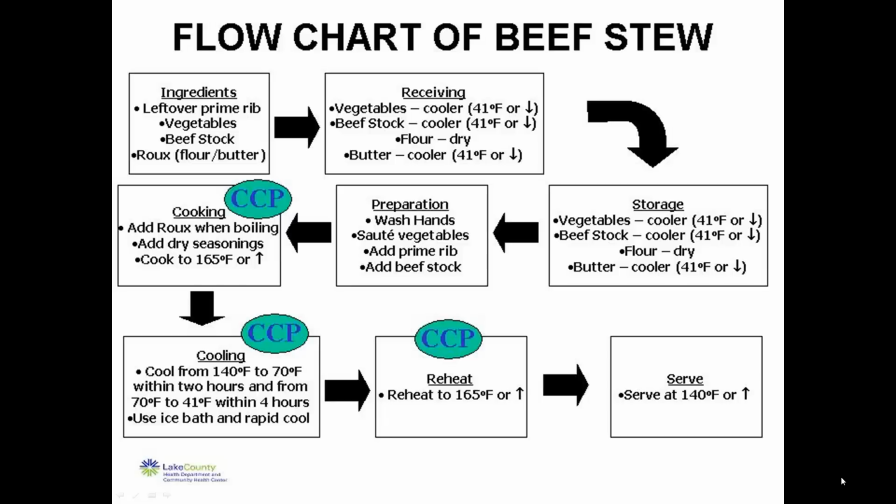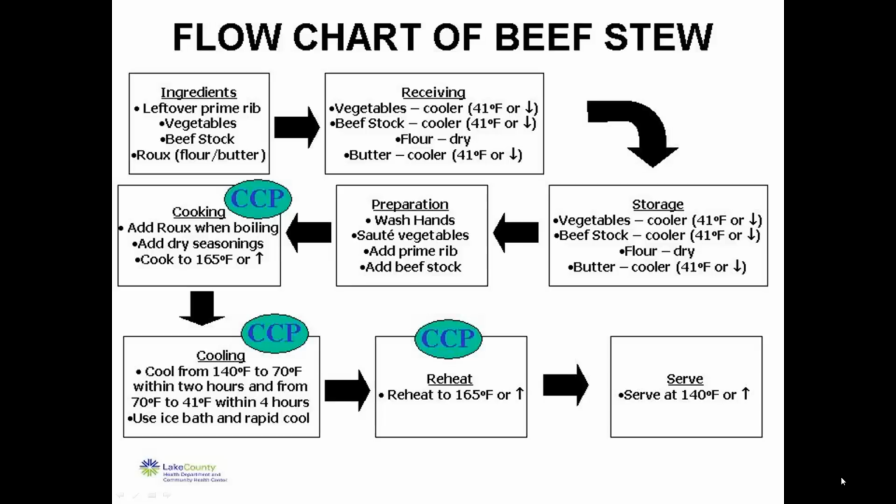So once you receive that shipment, you as the restaurant manager or employee need to store it. And again, it needs to go right into the like temperature. So in this case, the vegetables, the beef stock, and the butter are going to go from a refrigerator semi to a refrigerator or walk-in refrigerator at your restaurant. And the flour again will be stored where you keep your dry ingredients. From there, if it's time to make your beef stew, you need to make sure your employees or yourself have washed their hands. Then you're going to saute the vegetables, add your prime rib, and add your beef stock.